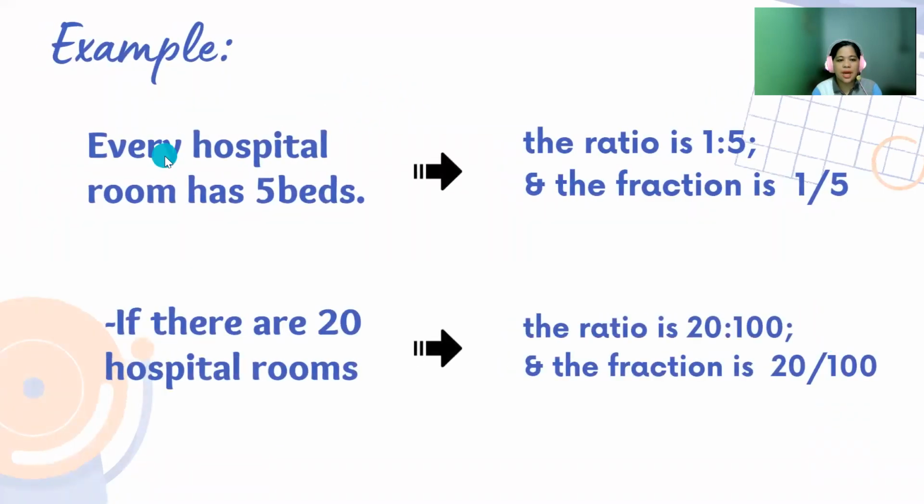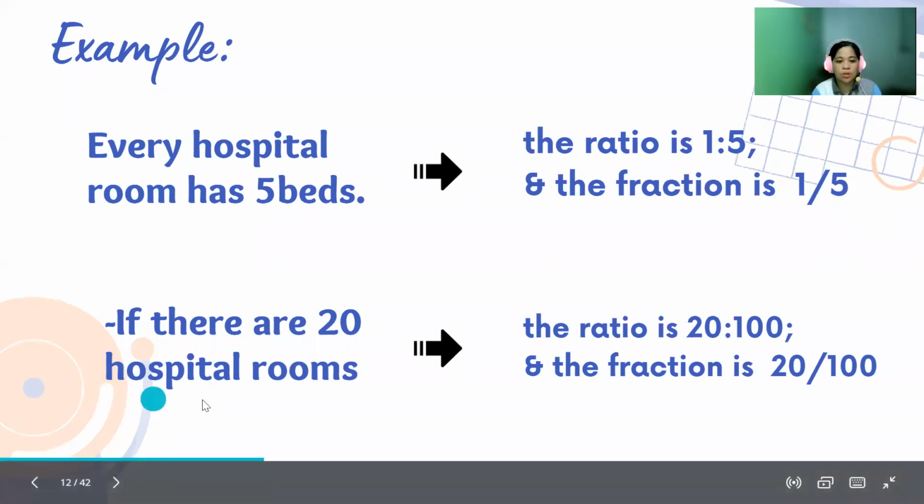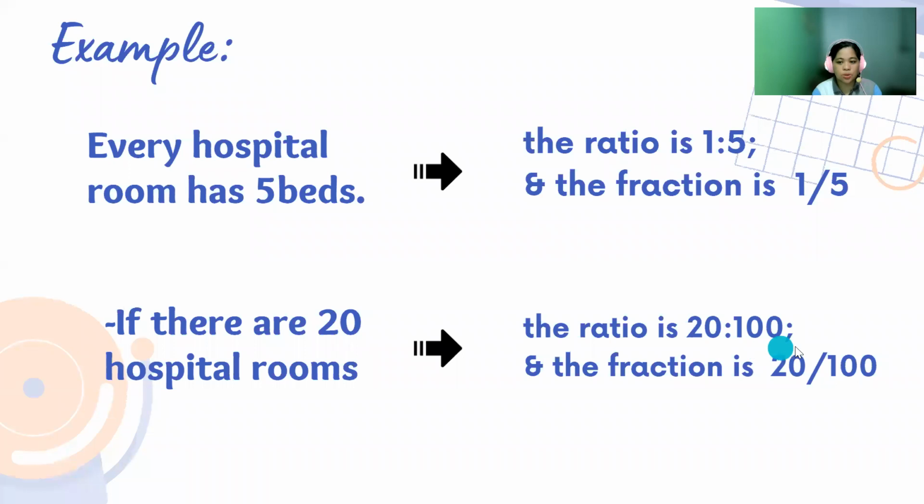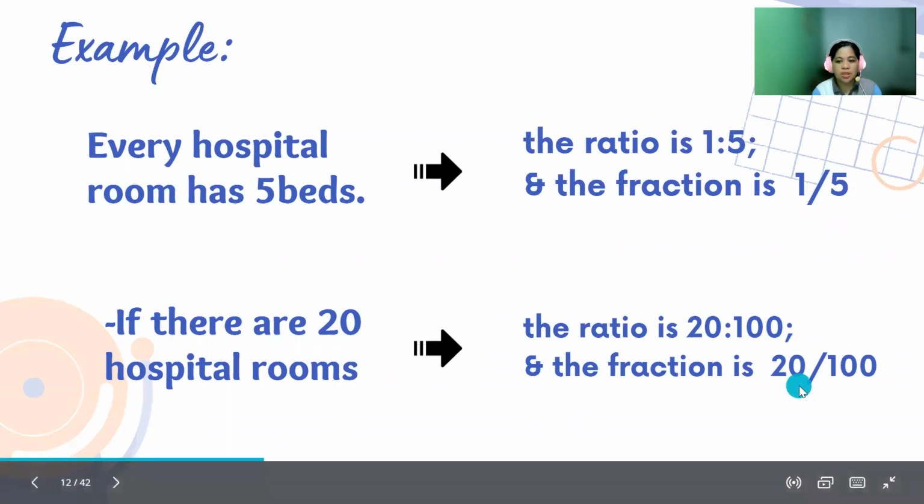Another example is every hospital room has 5 beds. So the ratio is 1 to 5. So 1 represents the hospital room, and 5 represents the 5 beds, and the fraction is 1 over 5 or 1 to 5. If there are 20 hospital rooms, the ratio is 20 is to 100, and the fraction is 20 over 100 or 20 to 100. Okay?